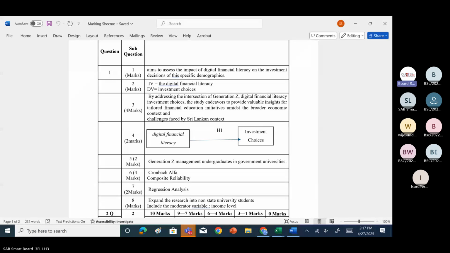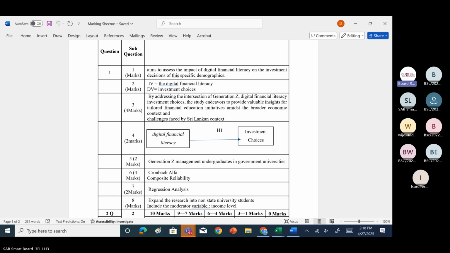Right. So then question number 4, for the conceptual framework, that means there is a conceptual framework question. So they have to identify, based on the research, to develop the conceptual framework, the dependent variable on the right hand side, and on the left hand side, the independent variable. So what is it? Digital financial literacy is the independent variable and investment choices the dependent variable. You are going to identify that relationship via hypothesis number 1. If it is a conceptual framework, there should be a hypothesis as well. You need to name each and every arrow with a hypothesis.